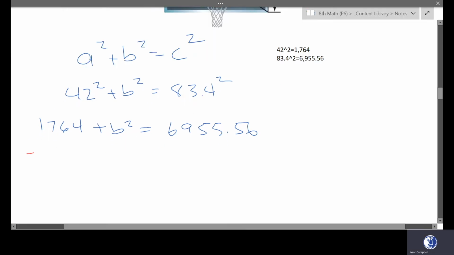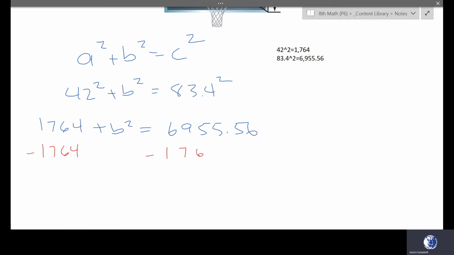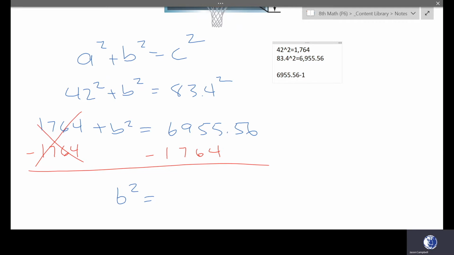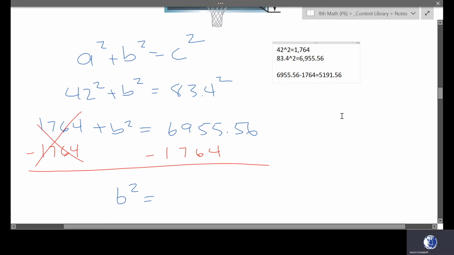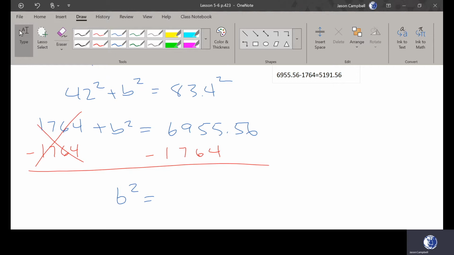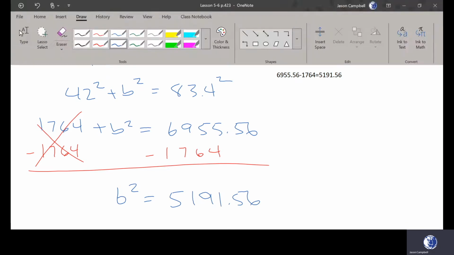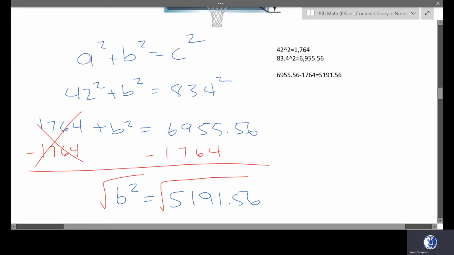Next step is to subtract 1,764 from both sides to get b squared equals 5,191.56, and then the next step is to find the square root.